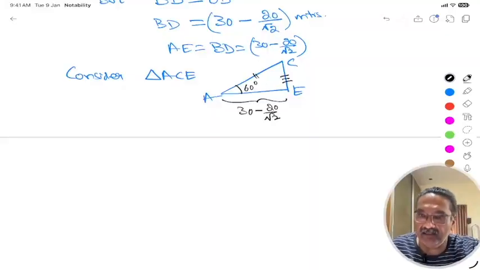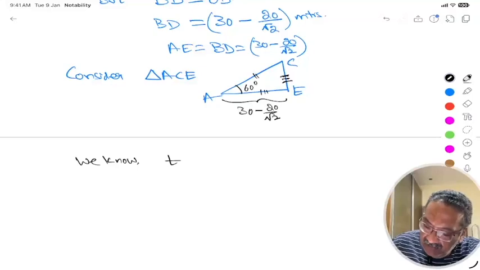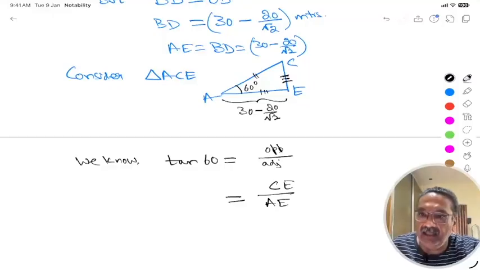Don't worry about AC. Now what do we need? From opposite and adjacent, what do we get? Tan. We know tan 60 degree is equal to opposite by adjacent, which is equal to CE by AE.